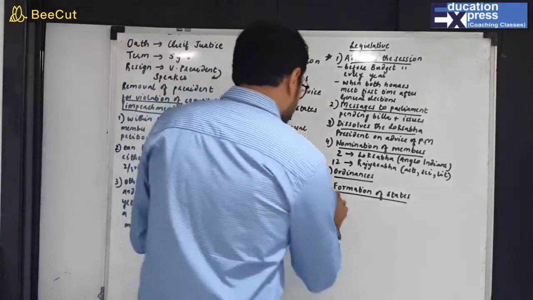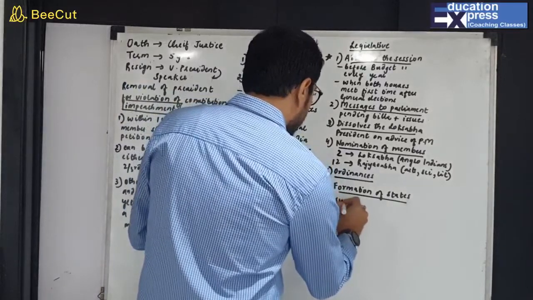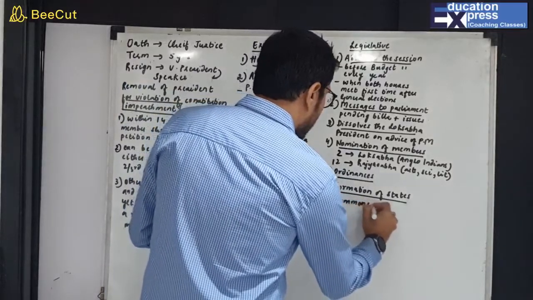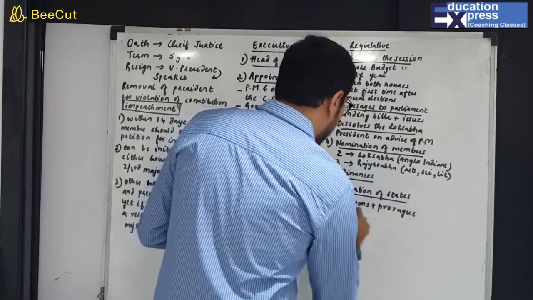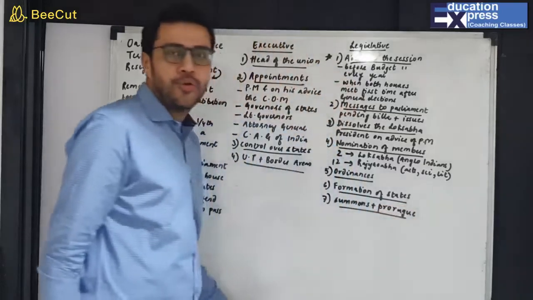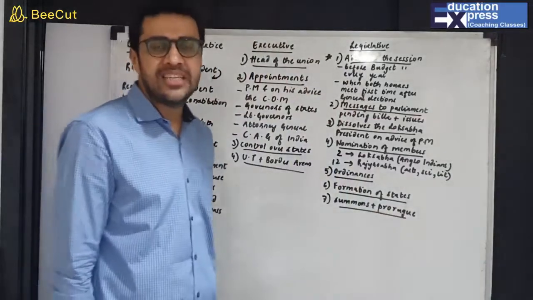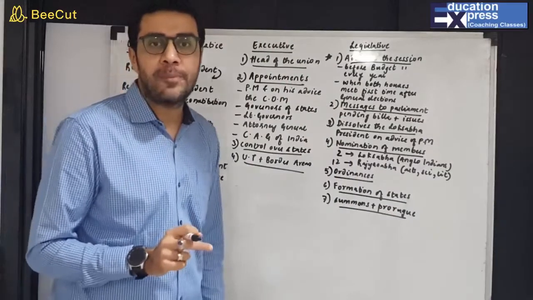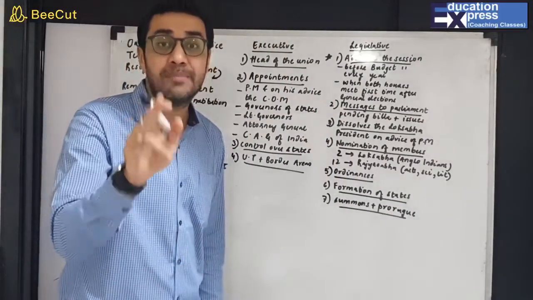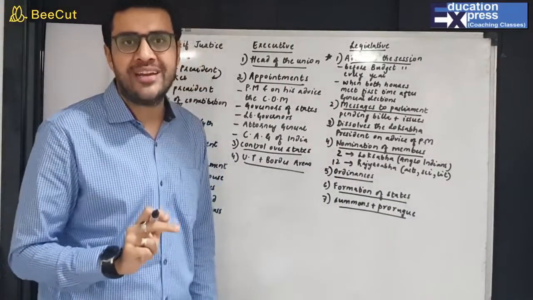And one more. Summons and prorogue the House of the Parliament. Who summons and prorogues the House of the Parliament? The President summons and prorogues both the Houses of the Parliament. The gap between the 2 meetings should not be more than 6 months.